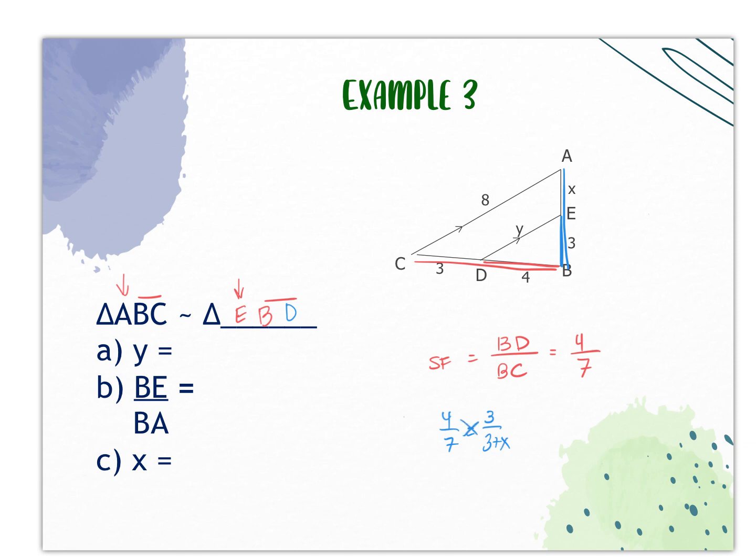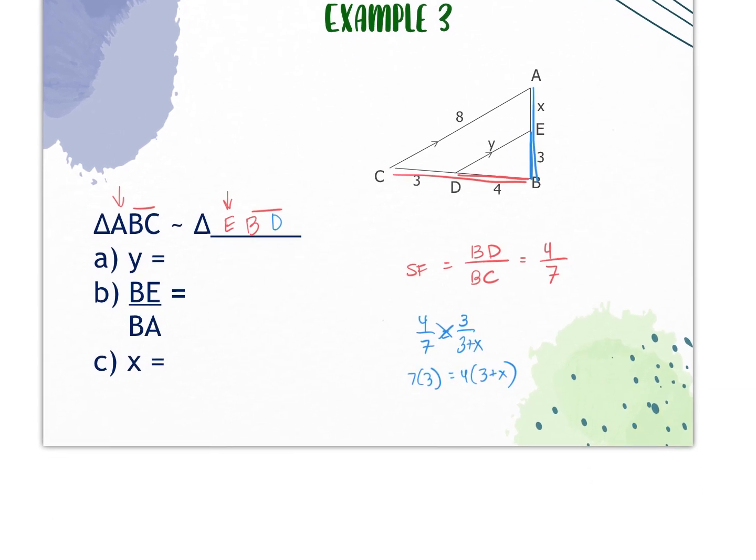So again, I'll use proportional math. 7 times 3 equals 4 times (3 plus x). 21 equals 12 plus 4x, minus 12, right? I'm going to get 4x equals 9, and divide by 4, and I'm going to get x equals 9/4, or x equals 2 1/4. And so I got x.